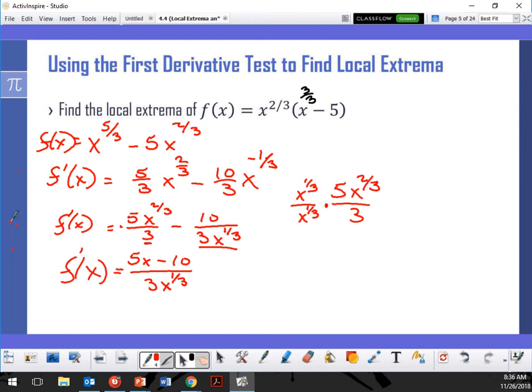Like what happened to the 2/3? You see the 5? Okay, so when you multiply fractions, or you multiply exponents, multiply variables, what do you do with your exponents? Don't you add them? Yeah, you add them. What's 1/3 plus 2/3? There we go. It's 3/3.